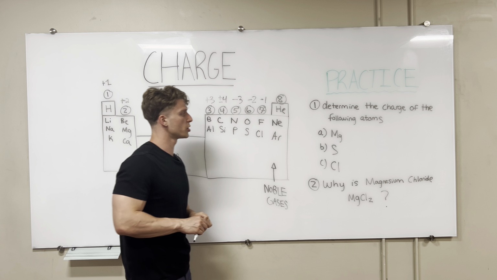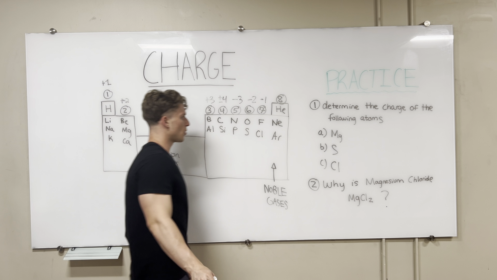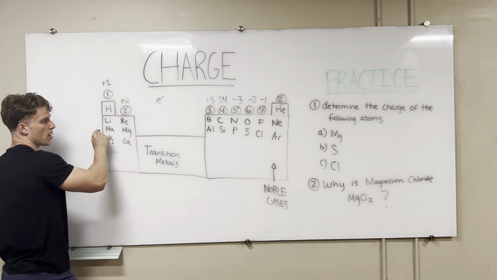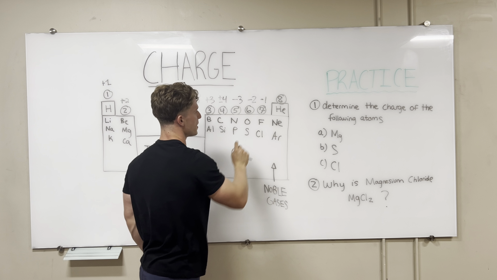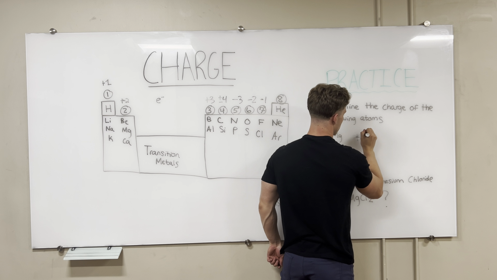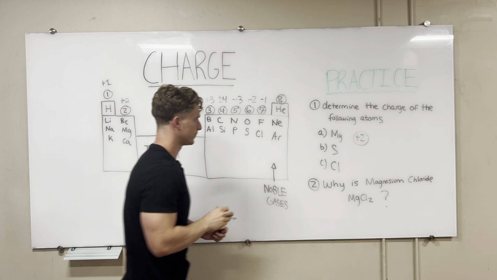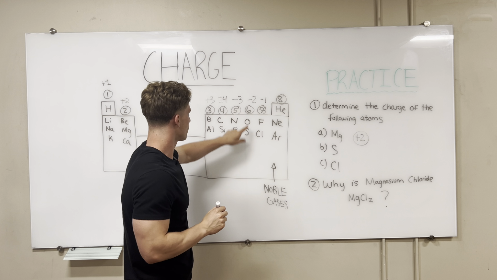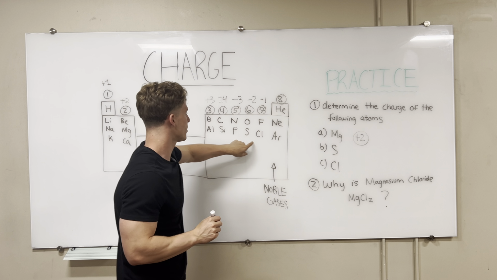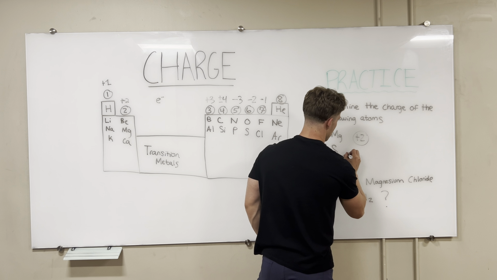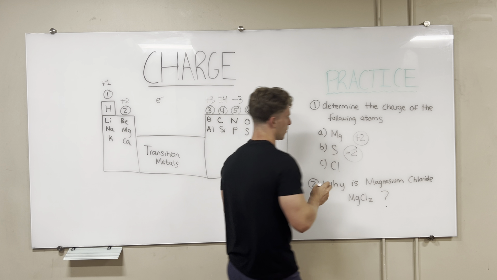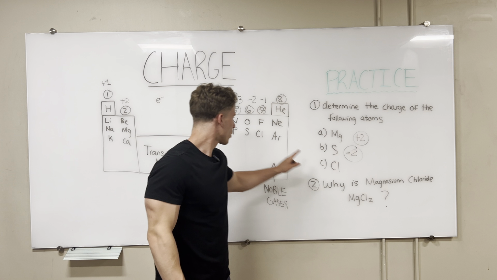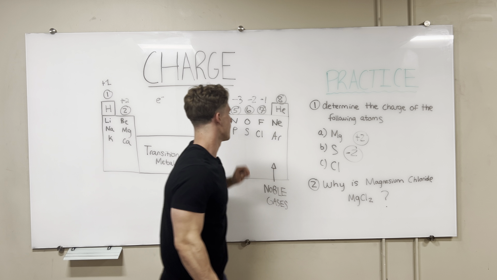So let's determine the charge of the following atoms. So magnesium, right? It's in the 2nd column. It wants to be +2. So that way it can go to sodium and then, boom, to neon. So this is going to be +2. Now, sulfur is going to be in this column right here. It's going to be -2 so that it can become argon. So this is -2. Okay, and chlorine is going to be in this last column, so it's going to be -1.